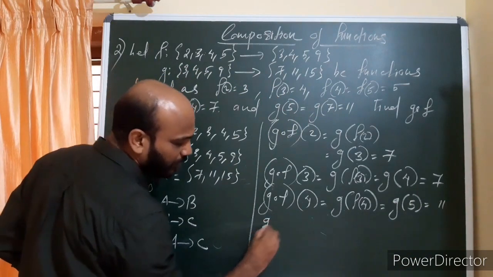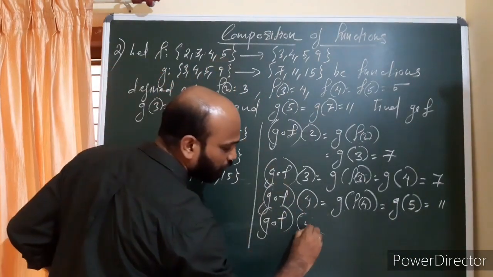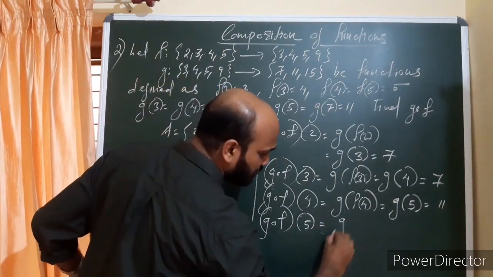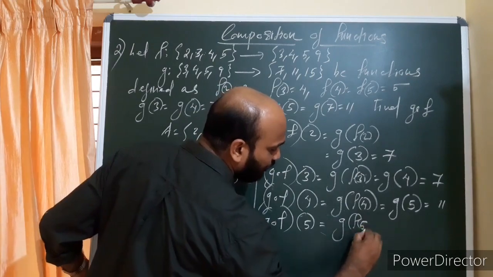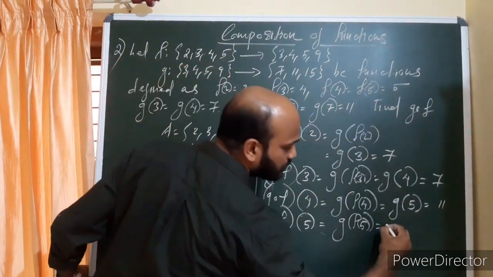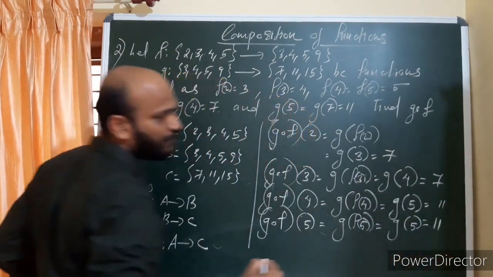Now last value, that is g of f of 5. Image of 5 you have to find. g of f of 5 is equal to g of f of 5. Now what is f of 5? f of 5 equal to 5. So you have to find g of 5. g of 5 equal to 11.